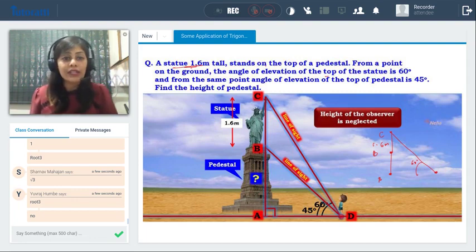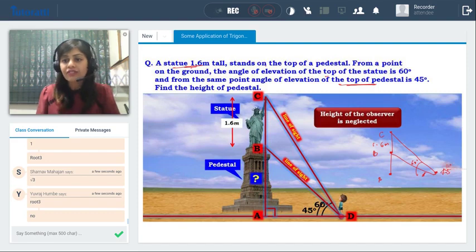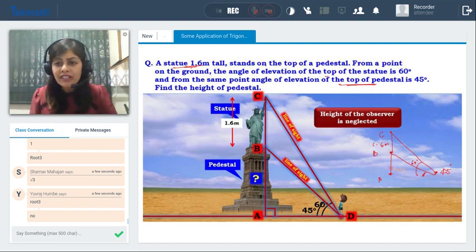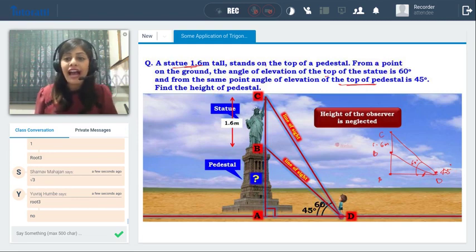Okay, what else do we know? And from the same point, so the point of observation is the same. Now we are going to look at the top of the pedestal. So from this point to the top of the pedestal, obviously the angle is going to reduce, and now the angle is 45 degrees. Okay, so I'm just going to write it outside for convenience. This angle is 45. Let's just complete the rest of the figure. It's incomplete without drawing this line. So I've joined AD. What do we need to find? We need to find the height of the pedestal. We need to find AB.